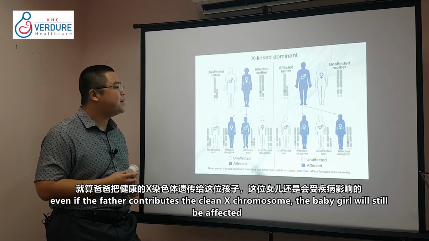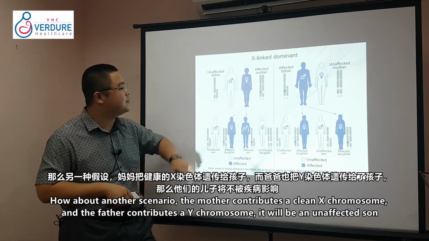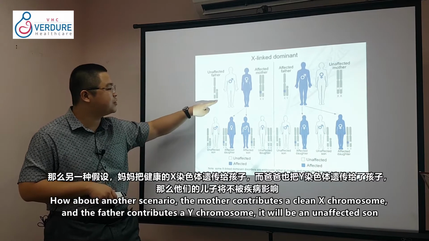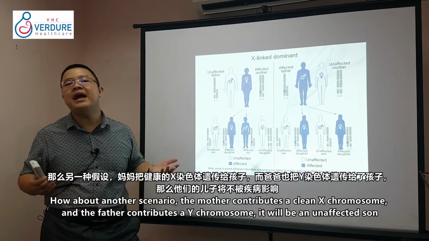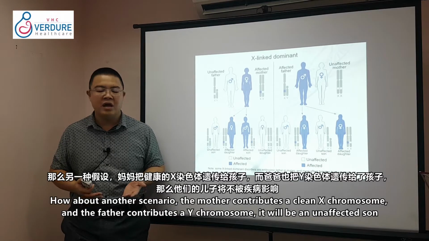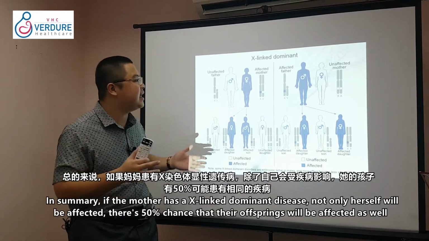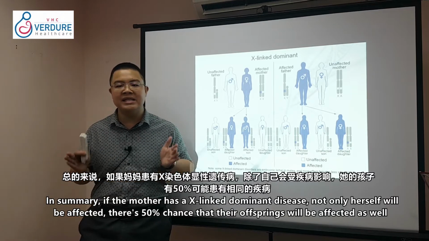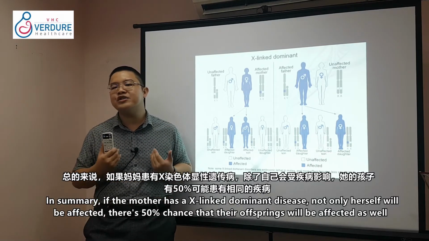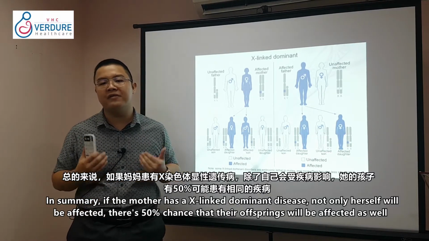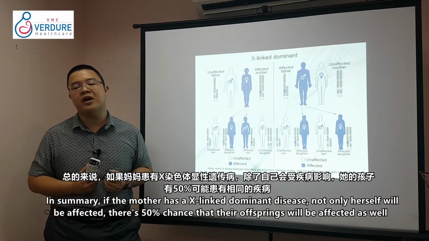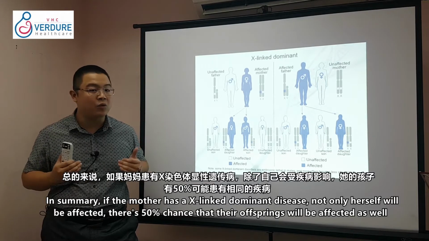All right? And let's say the mother contributes the same chromosome, the affected X chromosome, for this baby girl, even if the father contributes the clean X chromosome, this baby girl will still be affected. All right? But how about this better scenario? The mother contributes the clean X chromosome and the father contributes the Y chromosome. It will be an unaffected son. So in summary, as you can see, if the mother has an X-linked dominant disease, not only will she herself be affected, there is a 50% chance that their offspring will be affected as well.